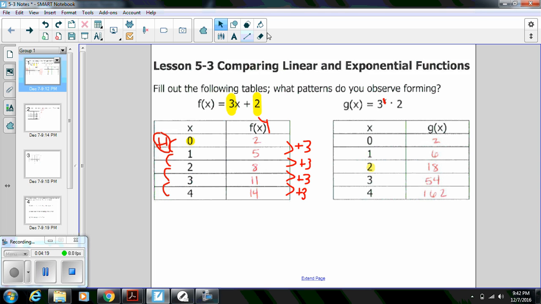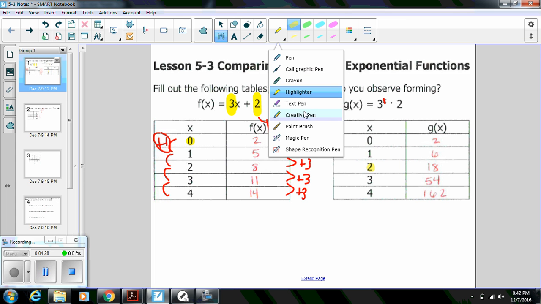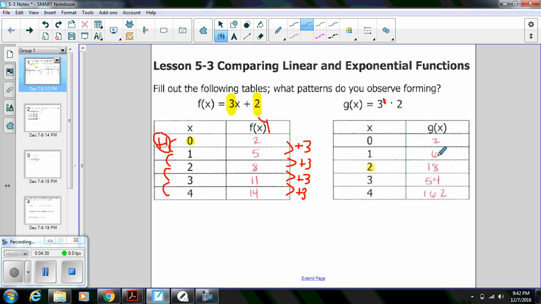So let's look for a pattern. What do we notice? Well, let's do the same thing here. Is it increasing on both sides at a constant rate? 2 to 6, well, that goes up by 4. 6 to 18, that's definitely not 4. Then we jump even higher, 18 to 54. Oh man, these are definitely not changing at the same rate. So we can rule out that it's linear.